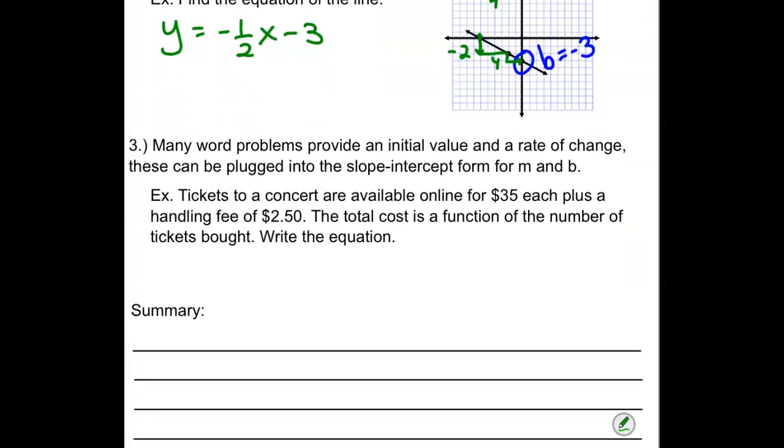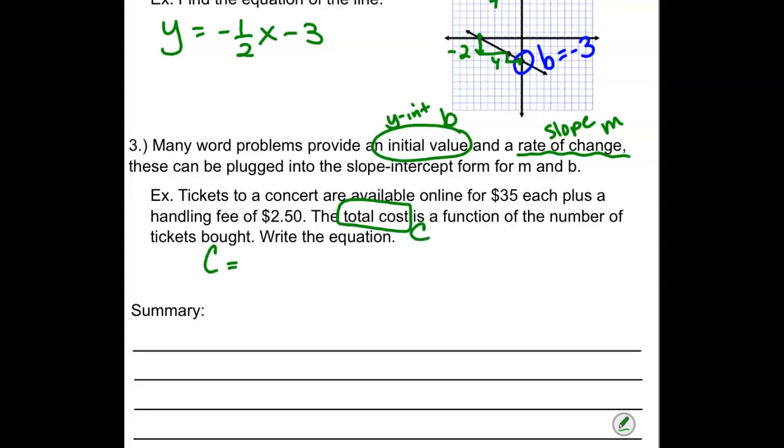Many word problems provide an initial value and a rate of change. These can be plugged into the slope-intercept form for m and b. So initial value is your y-intercept, or your b number. Rate of change is your slope. How fast is it moving from left to right? So in our example, tickets to a concert are available online for $35 each, plus a handling fee of $250. The total cost is a function of the number of tickets bought. Write the equation.